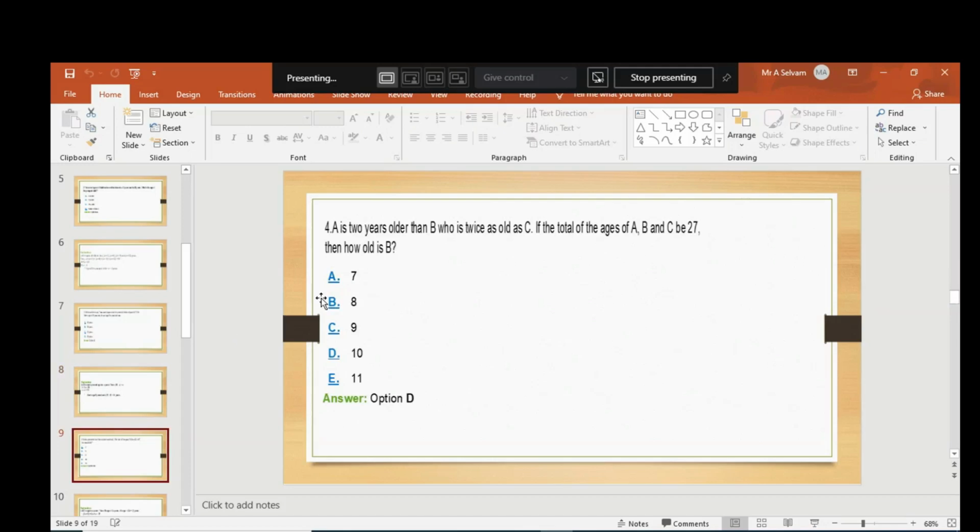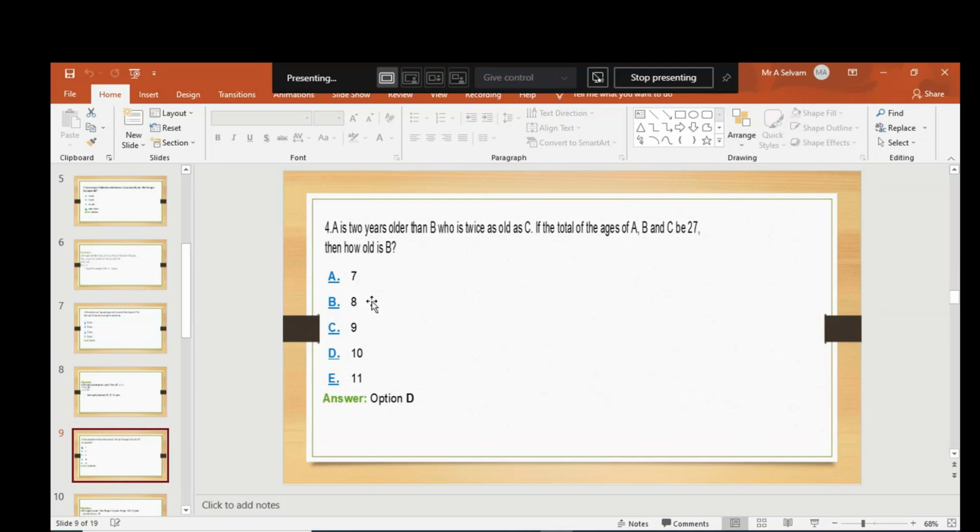Problem number 4. A is 2 years older than B, who is twice as old as C. Once again repeating, A is 2 years older than B, who is twice as old as C. But still B's value isn't given. The total of the ages of A, B and C, the total value they have given is 27. Then how old is B? So B's age is what they are asking, right?